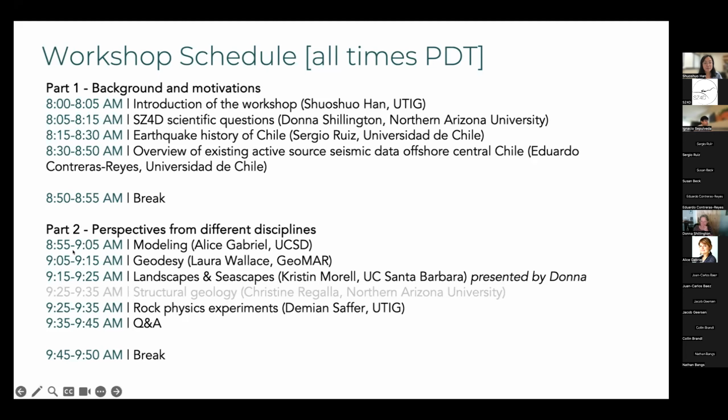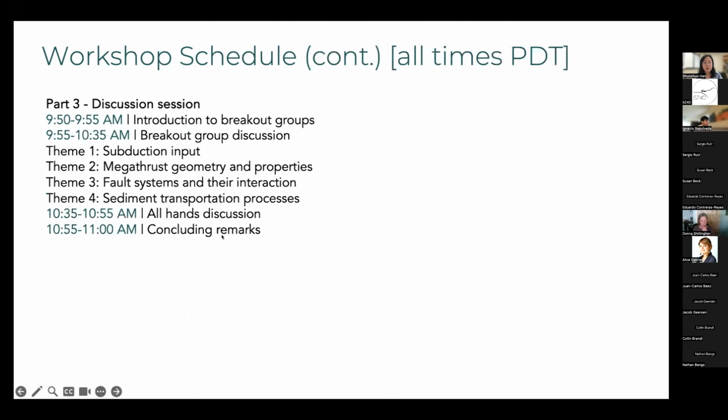And so this is our updated schedule for part 2. We will hear from Elise, Laura, Donna, and Damien about perspectives from different disciplines. And then the third part will be a discussion session. So we will have different breakout groups. We have 4 themes here: subduction input, megathrust, upper plate faults, and sediment transportation.